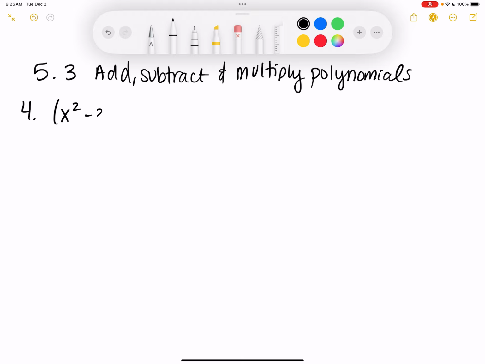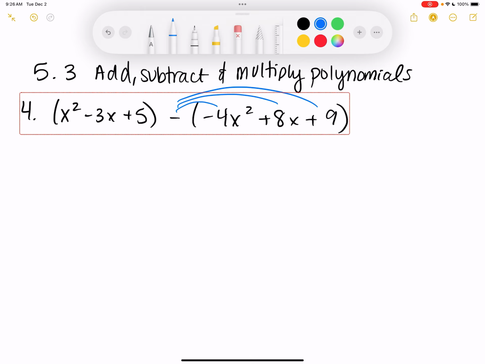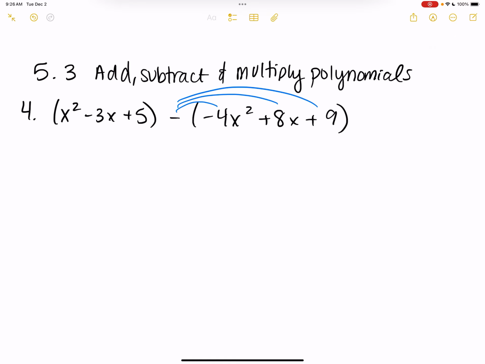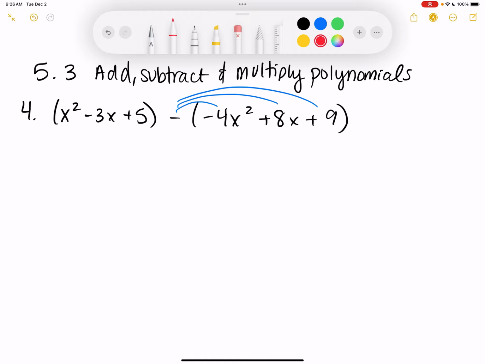Find the sum or the difference. X squared minus 3x plus 5, and then minus, all in parentheses, negative 4x squared plus 8x plus 9. Is this kind of what we did the other day? Kind of. It's just slightly more difficult version of it. Not really that much harder, but I would recommend you distribute this negative through here first, because based on what I saw the other day, that seems to be where our issue is with stuff like this.